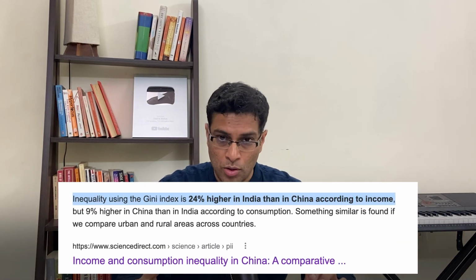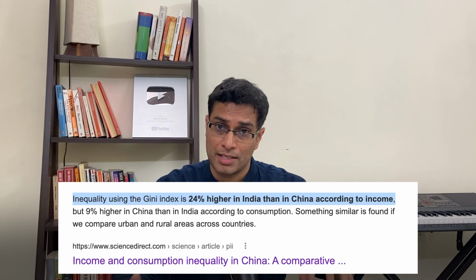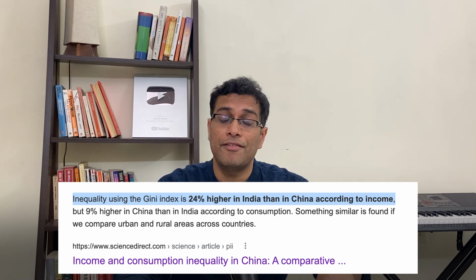Again, this number is not correct. If you compare the income inequality in India, it is 24% higher than in China. Third key fact, we say that, okay, the consumer spending, India has a very big consumer base. So many people are young, they will buy a lot of stuff, whatnot. And the Chinese population is aging, so they will buy less.